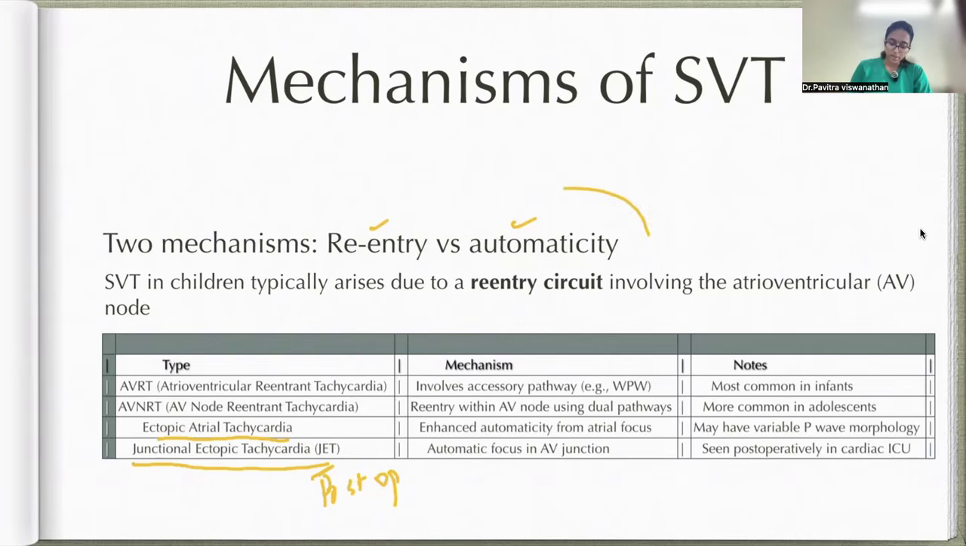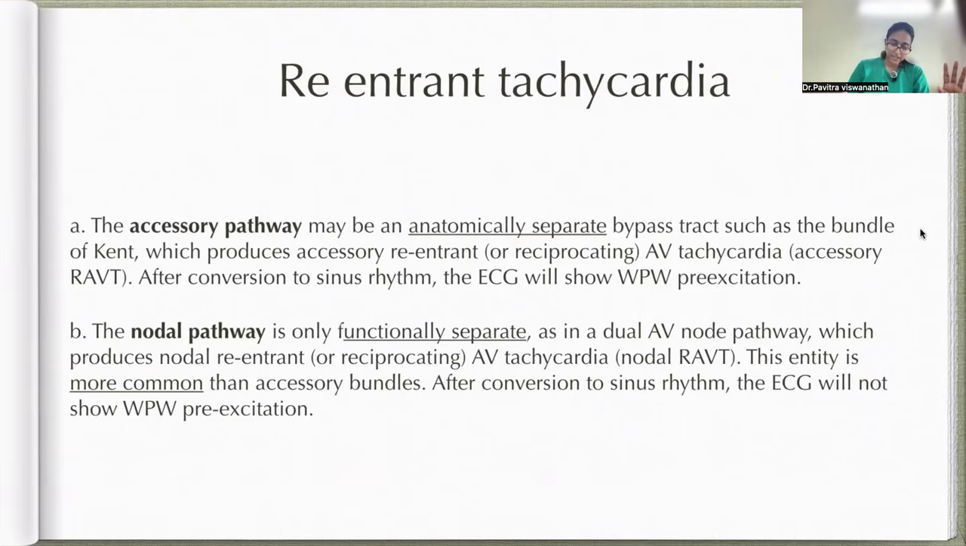So this is about automaticity. What is re-entry? Re-entry is where the patient is having a shortcut. The shortcut can be either away from your regular road, that is your AV node, or it is sitting within the AV node as an accessory pathway. So what is re-entrant tachycardia? There can be an accessory pathway or there can be a nodal pathway.